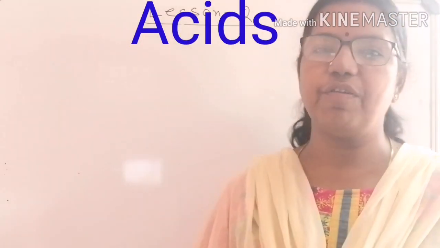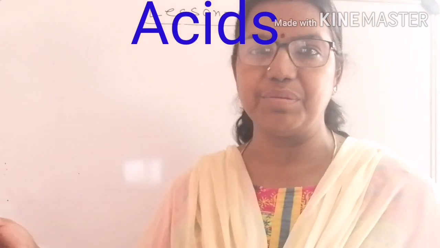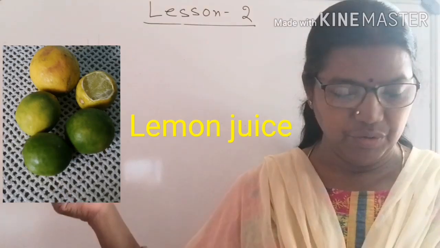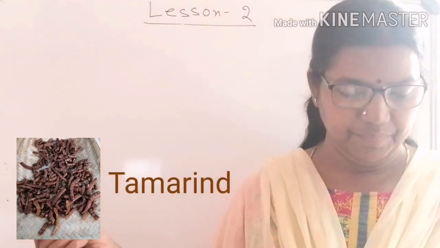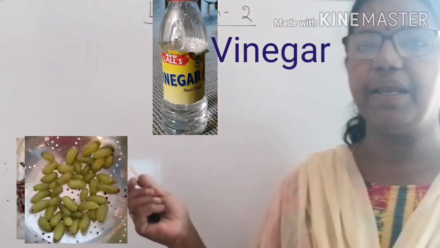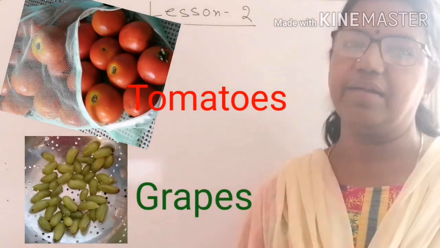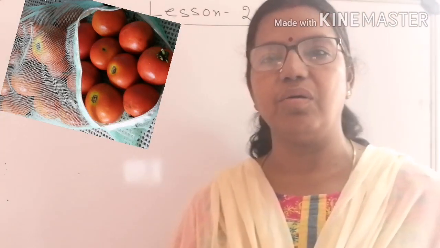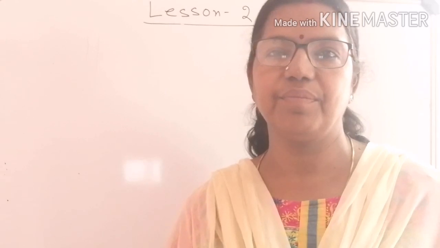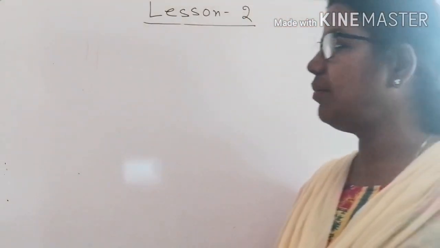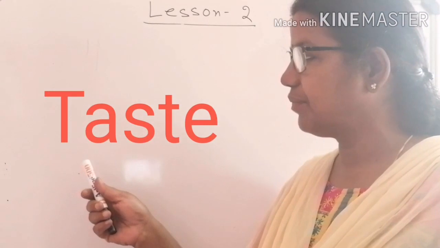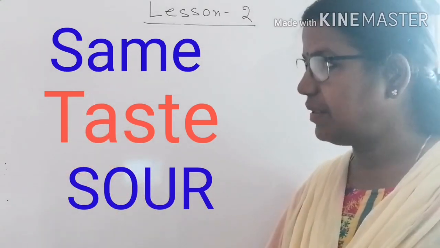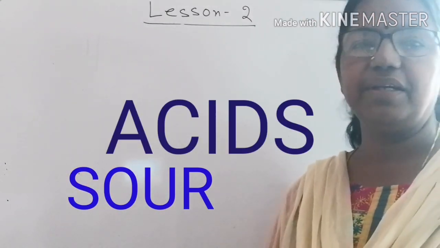Acids. If you see the following substances which are easily available in your home, like lemon juice, tamarind, vinegar, grapes, tomatoes, etc. What common thing can you find among all these substances? Yes, they are common in their taste. All of them have the same taste, that is sour taste. So the compounds with sour taste are known as acids.